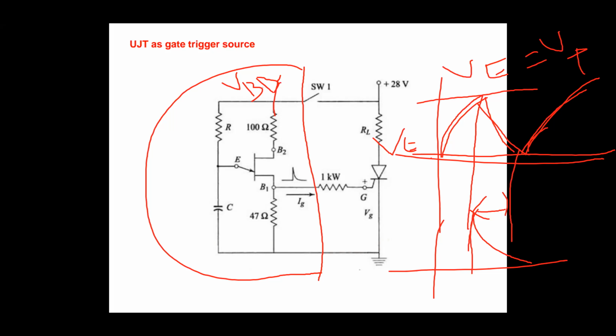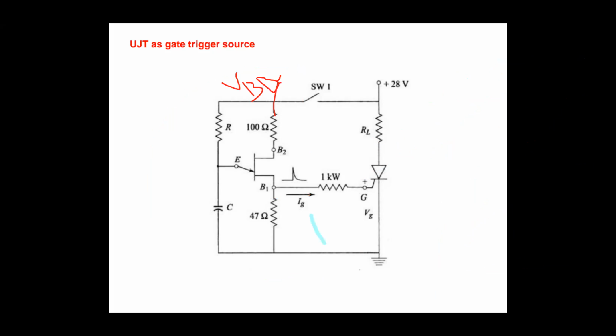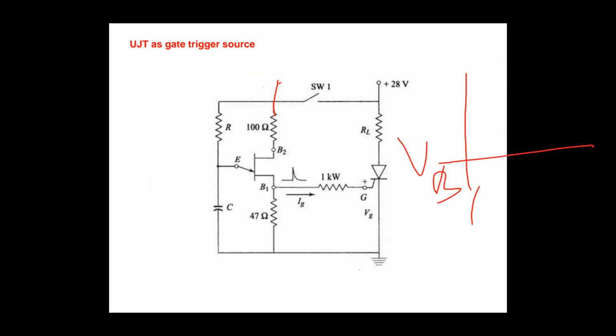So that is going to generate pulses at the base terminal, the B1 terminal, of the UJT. So this is going to be a UJT oscillator. The VB1 is going to be pulses we are going to get. Wherever the UJT is on, there we are able to get the pulses from the UJT oscillator.